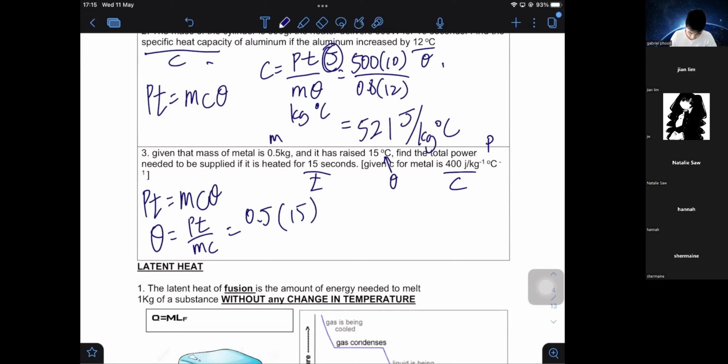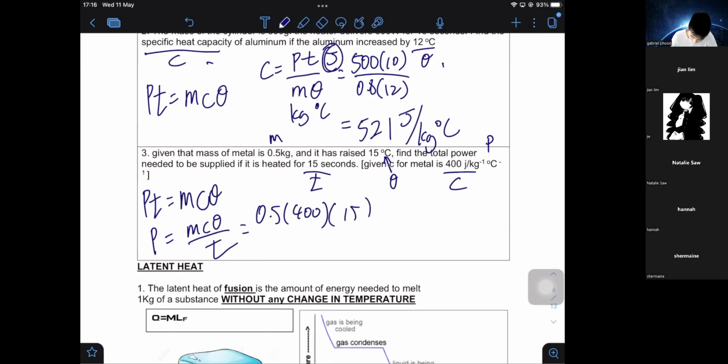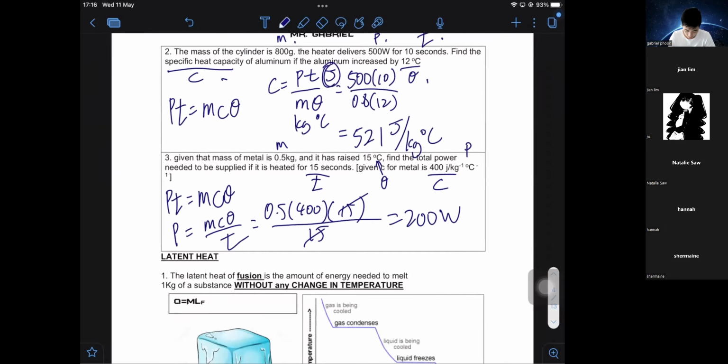Yet again, substitute everything into your working. Mass, how much was the... power was not 0.5. I'm looking for power. Sorry, scratch everything I said. I keep thinking that we're looking for theta, but we are supposed to look for power. Power is equal to MC theta divided by time. So it's going to be 0.5 multiplied by 400 multiplied by 15, divided by a total time of 15 seconds. 0.5 times 400 is essentially 200 watts, guys. You're supposed to get 200 watts for question number 3 here.